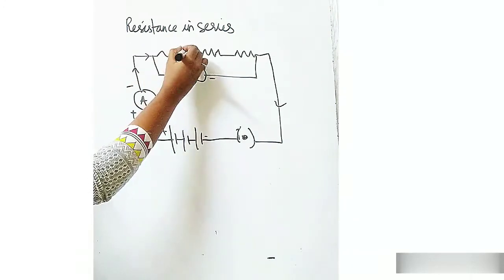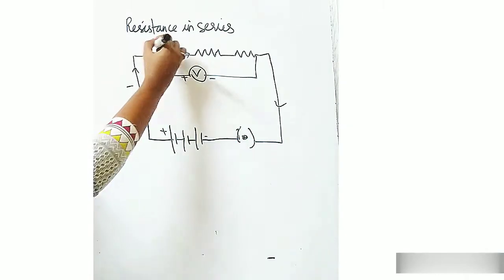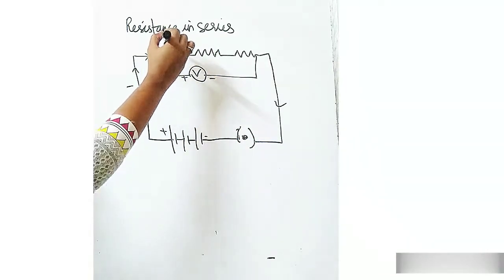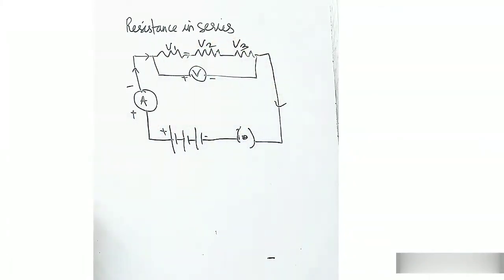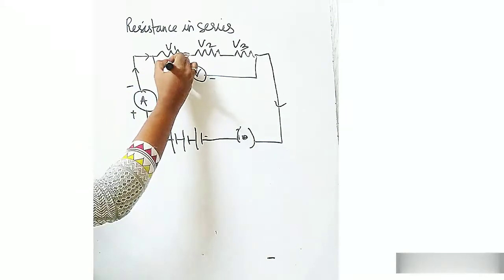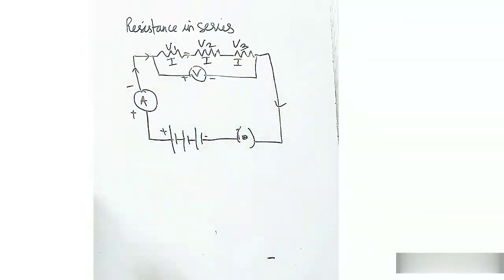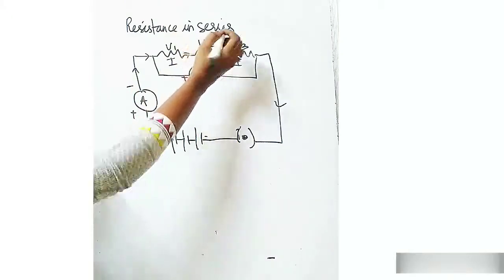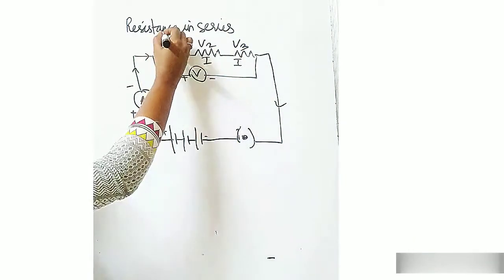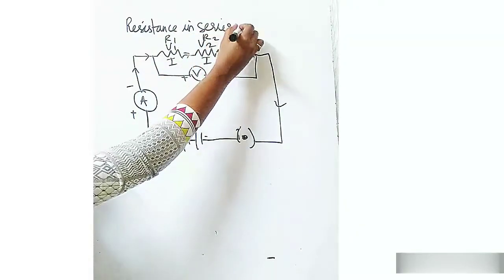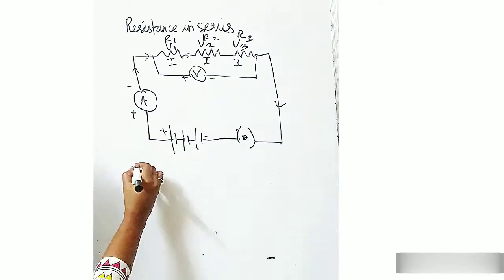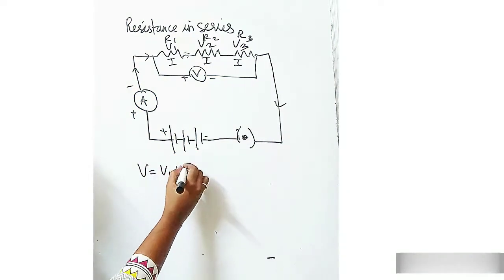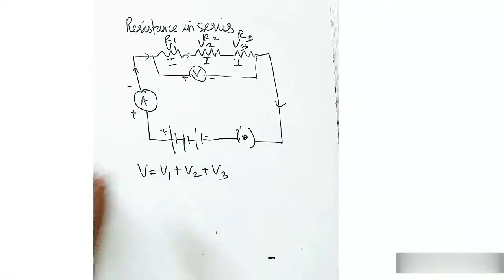The potential differences will be, this is V1, this is V2, this is V3. Okay, the current flowing through each resistor will remain the same. So I'll write I. Okay, and obviously these are 3 different resistors. So I will take R1, R2, R3. So now what will it be? It will be V is equal to V1 plus V2 plus V3.